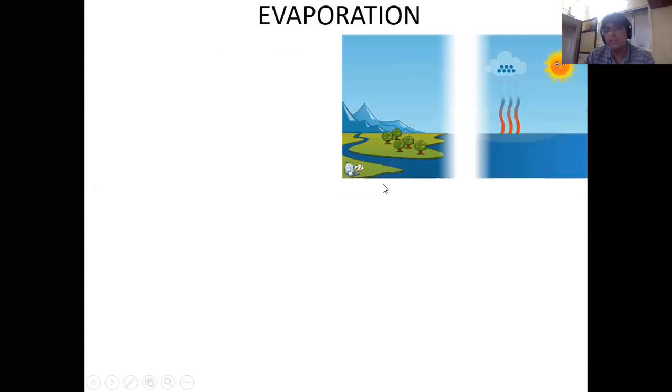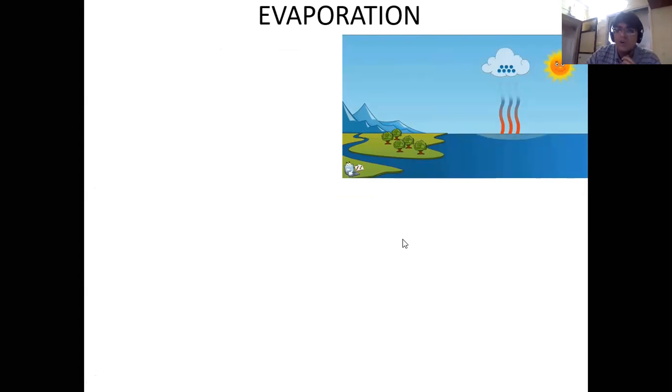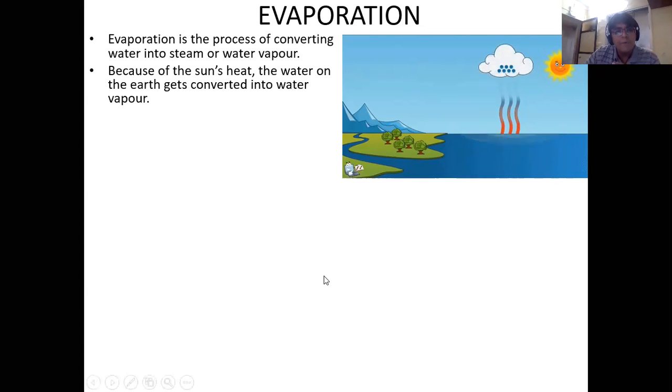Now, next is evaporation. Evaporation is a simple process of conversion of liquid water into gaseous water vapor. So it is conversion of a substance from the liquid state into the gaseous state. That is called evaporation. In the summer season, evaporation happens from the ocean, sea, and lake because of the sunlight; the water gets evaporated and goes into the atmosphere. Because of the sun's heat, the water on the earth gets converted into water vapor.